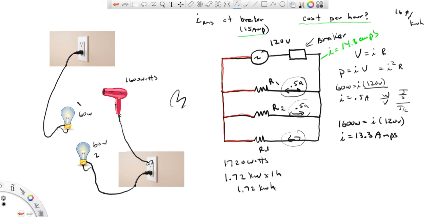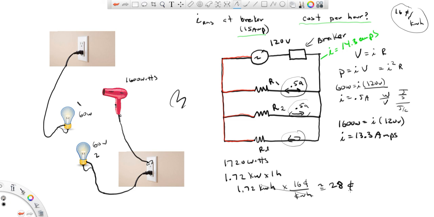And now what I'm going to do is just multiply that by our cost, 16 cents per kilowatt hour. Notice the units cancel. And what do we get out of that? I get about 27.5 cents. Let's just say approximately 28 cents is good enough.